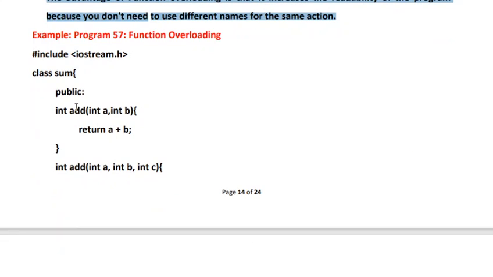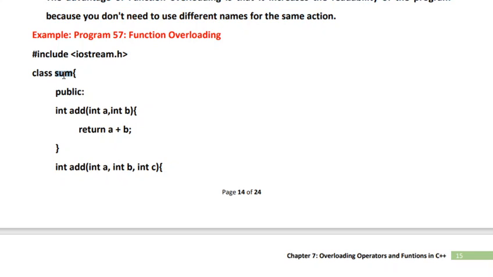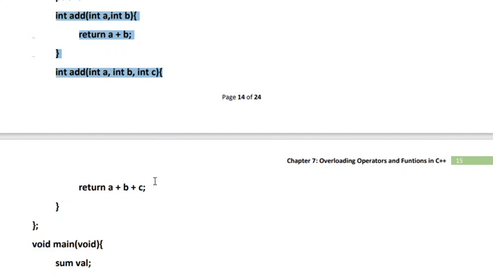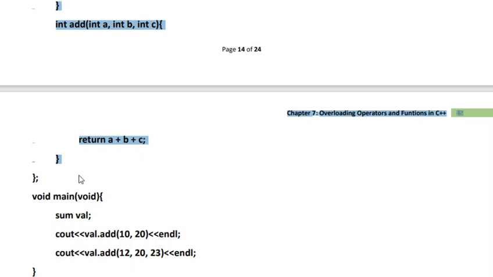Now just see function overloading. Here I have a class called sum. In the public section, I have a function called add that's capable of adding two numbers. Likewise, I have a function called add that's capable of adding three numbers, and I can have a function called add that's capable of adding four numbers as well. So you can have multiple instances of add with multiple types of data provided to it.